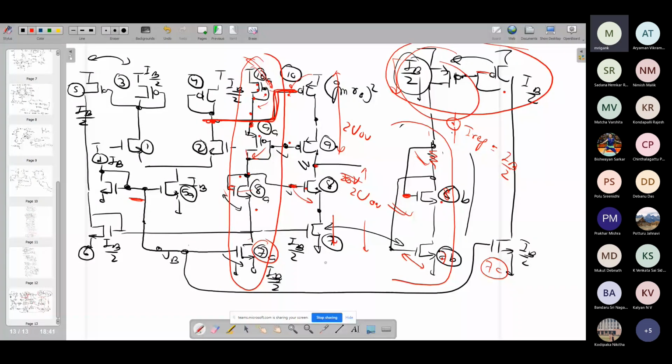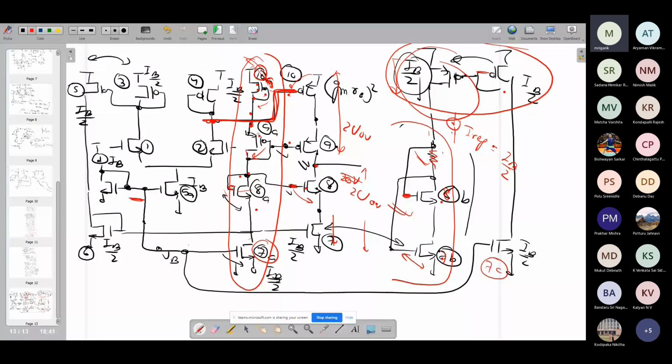Likewise, for M9, once again we need a certain VSG, and for doing that we are first of all using M10A. This top device is M10A. We are direct connecting it, and since it is carrying the same current as M10, remember, because we have biased it with the same IB by 2, its W by L is also the same. Therefore, it is also getting a VSG close to that of M10.